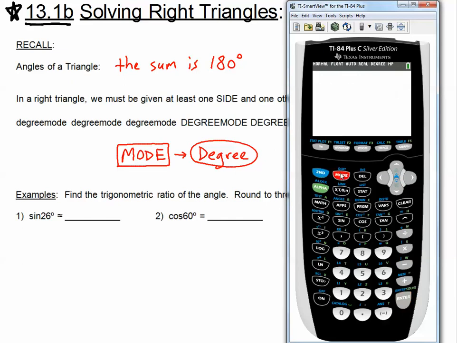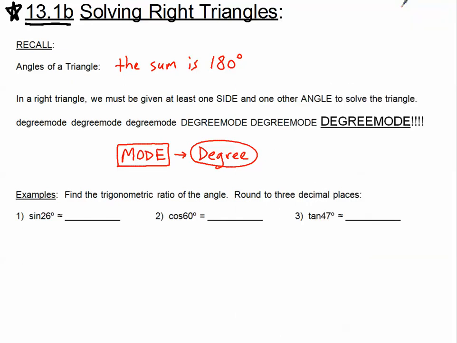Second quit, and we'll use our calculator when we need to. Oh, actually that's coming up right now. Here are some examples. Find the trigonometric ratio of the angle. Let's round to 3 decimal places. So we're finding the sine of 26 degrees.